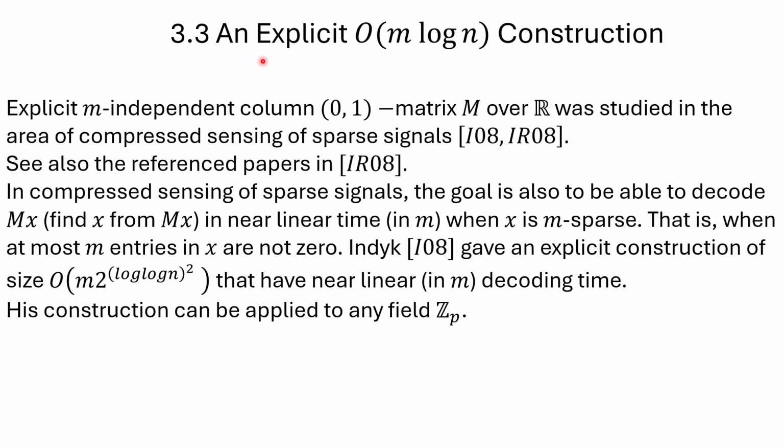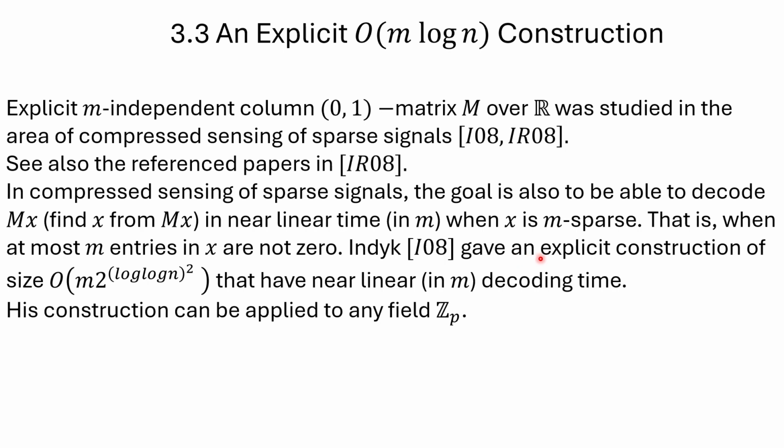Subsection 3.3. An explicit construction. Explicit m-independent column 0,1 matrix M over R was studied in an area of compressed sensing of sparse signals. We can also see the reference papers. In compressed sensing of sparse signals, the goal is also to be able to decode Mx, which is to find x from Mx, in near linear time, when x is m-sparse. That is, when at most m entries in x are not zero.